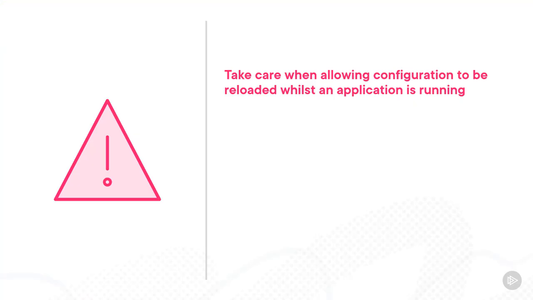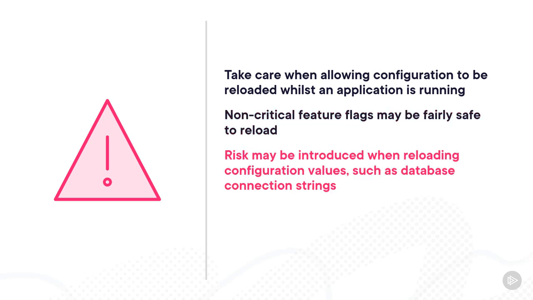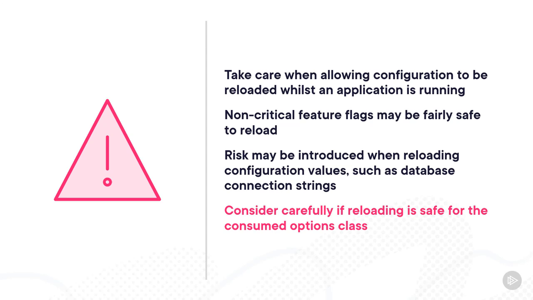A degree of care must be applied when you allow configuration to be reloaded whilst an application is running. Some changes may be fairly safe, such as this example, which enables a non-critical feature on the home page. Other changes may introduce more risk, as they could change the fundamental behavior of an application. For example, changes to database connection strings may require a more controlled deployment. When applying iOptions snapshot to support reloading, consider carefully if that behavior is safe for the options class you're consuming.